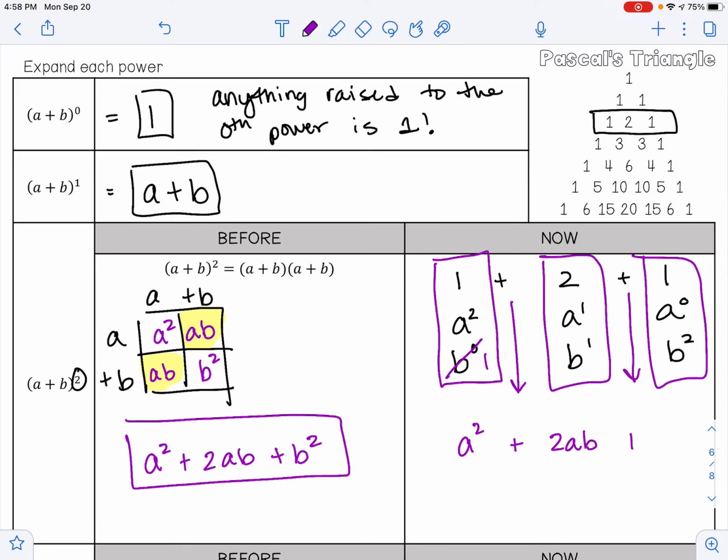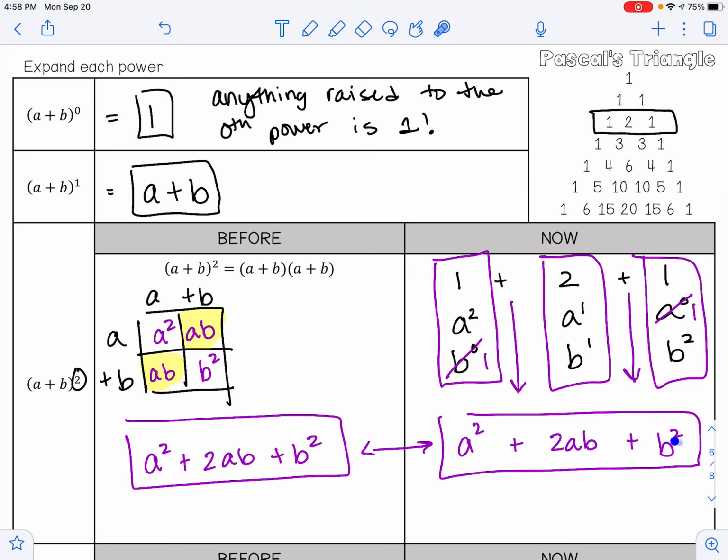Now I'm going to bring down this plus sign. Anything raised to the 0th power is 1. 1 times b squared is b squared. Notice how we get the same answer. So we could have done the area model, or we could have used Pascal's triangle.